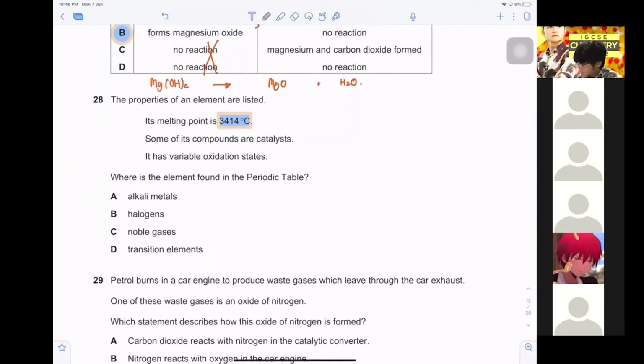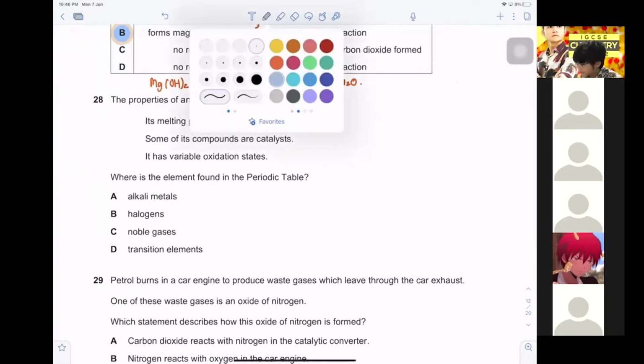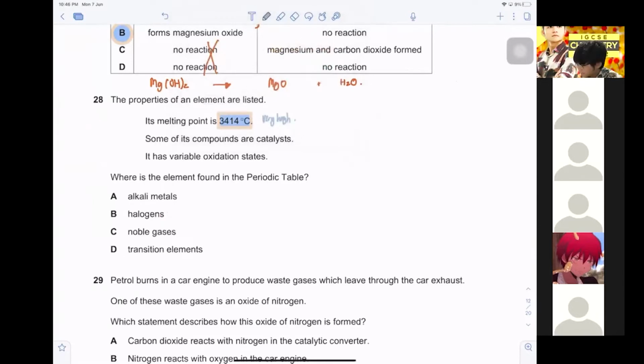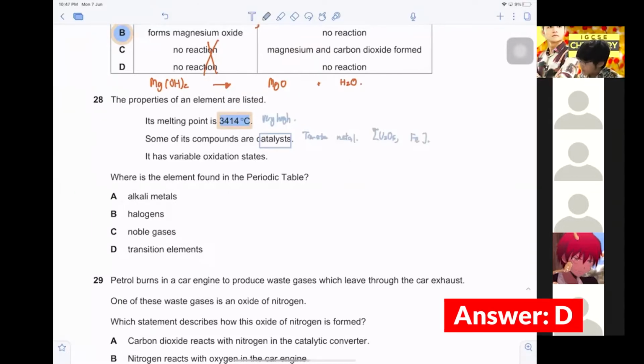Okay, next, what else? Some of its compounds are catalysts. I know that this is definitely in your transition metal, because only transition metals are commonly used as catalysts. Example, your vanadium(V) oxide, your iron. Okay, it has variable oxidation states. This confirms that it must be a transition metal. So the answer is D.